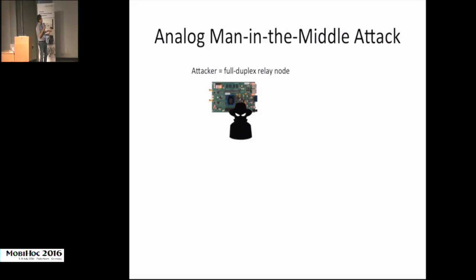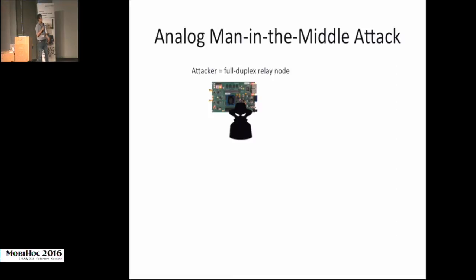We call this kind of attack an analog man-in-the-middle attack. It's an analogy of the digital man-in-the-middle attack. Like an original man-in-the-middle attack, there's an attacker who tries to intercept the packet, demodulate the packet, and relay the packet again. This kind of digital man-in-the-middle attack is pretty easily identified by the system we talked about so far, because the link signature is quite different. So that's the reason we have this attack.